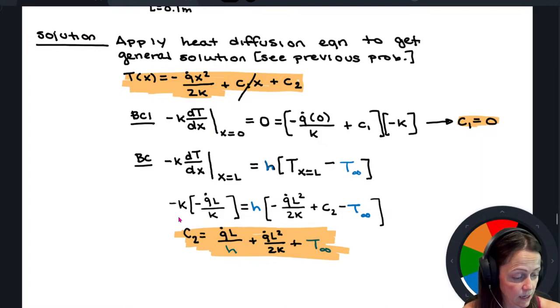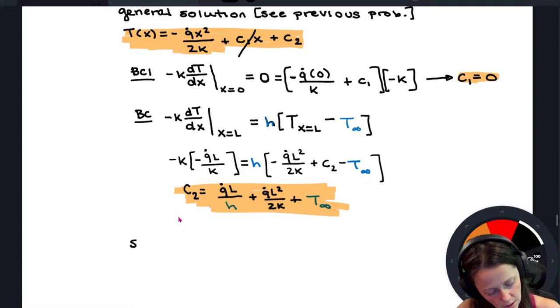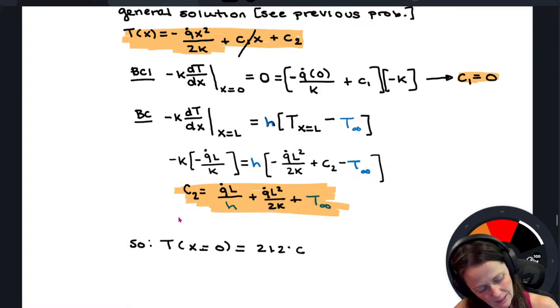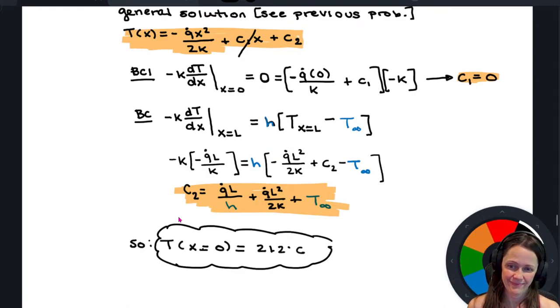And so, well, I guess now I've got enough information to calculate what T at x equals 0 is. So this ends up being 212. All right. All right, problem 14. So if you recall, I mentioned that we got halfway through this problem this morning. So yeah, 21.2, no, 212. Sorry, James.